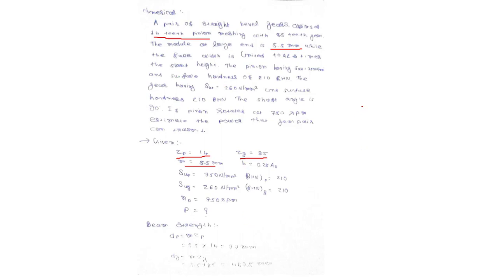We already know that in bevel gear we have two cones, for gear and pinion, and we already discussed this slant height. It is A0. So in bevel gear, B is 0.25 into A0.